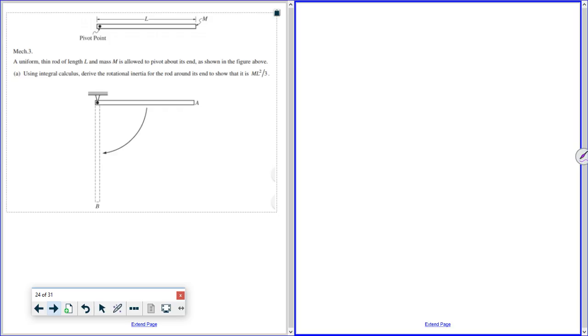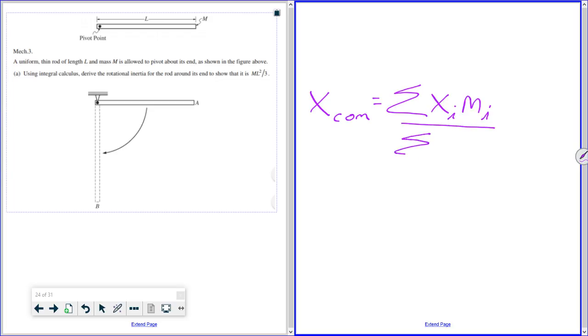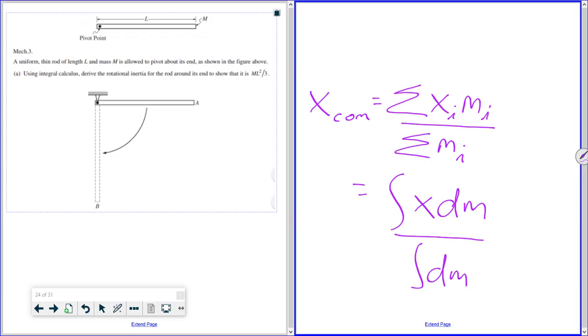So when we did those center of mass problems, we said, all right, the position of an object's center of mass is the sum of the position of particle i times the mass of particle i, divided by the total of all the masses, right? But sometimes we had to solve that using calculus. When it wasn't a finite number of particles and you couldn't just add them up, we had to use calc. And so it boiled down to integrating the position with respect to mass over the integral of dm.